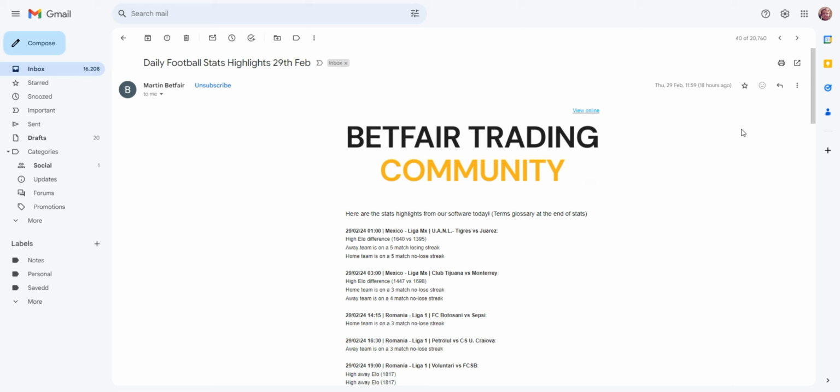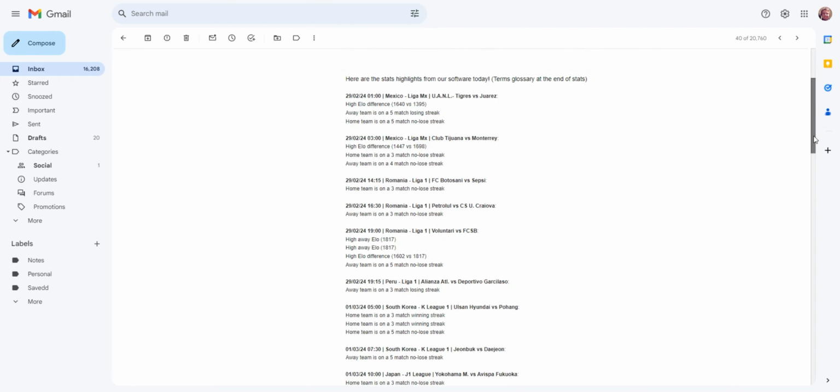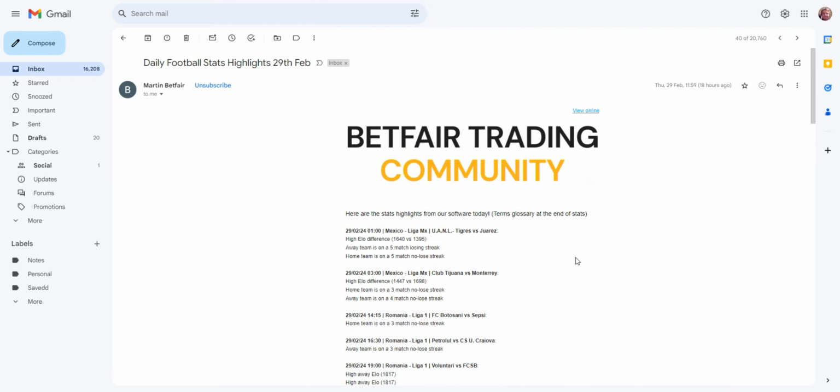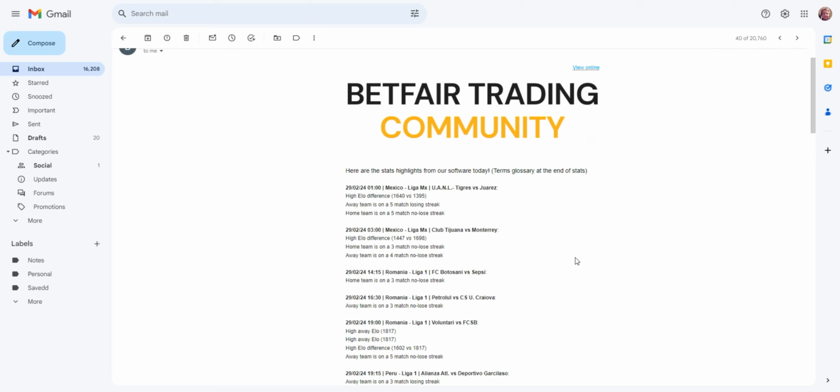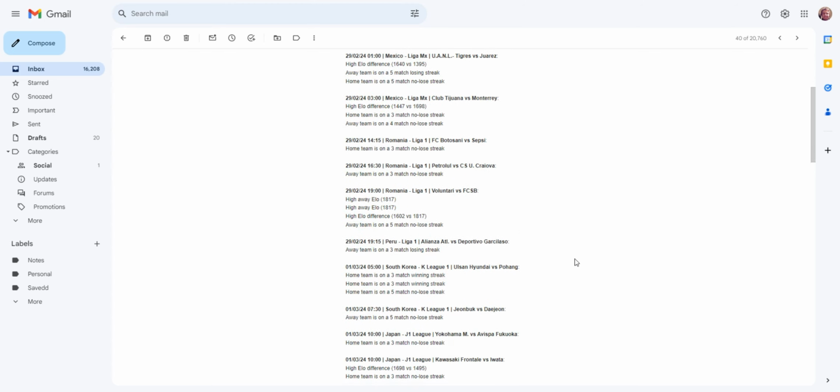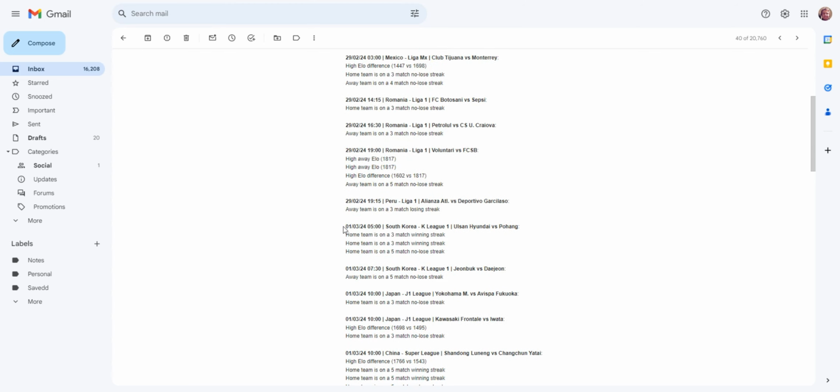So we do have a glossary at the end of the stats. So if you're ever struggling to understand what they mean, just scroll all the way to the bottom and you'll get to the glossary here. Okay, so with the games, what you want to do is look for the strong trends, as I've mentioned. I'm going to use today the example of this game here.